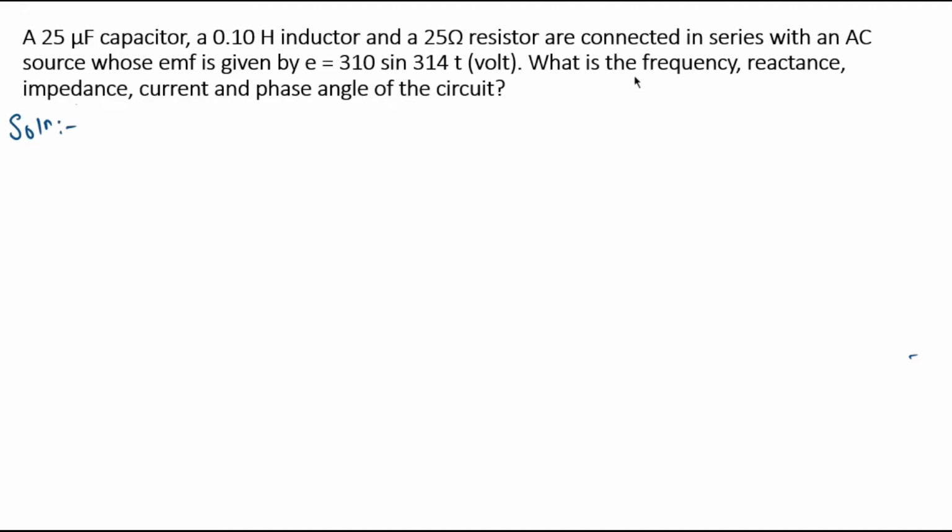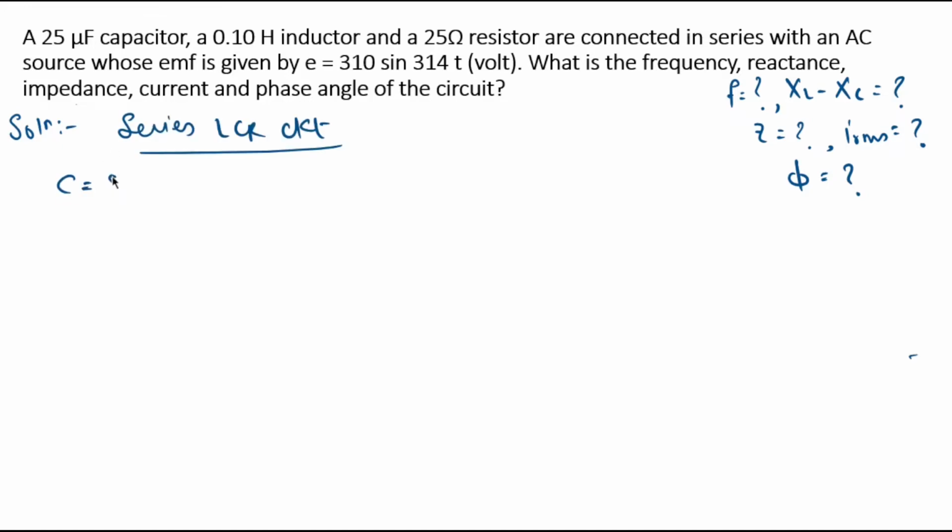So solution, we need to find out the frequency, reactance, that is XL minus XC value, then impedance Z, then current I RMS value, and phase angle phi of the circuit. So we have been given the capacitance, inductance and resistance. So this is a series LCR circuit. So we know capacitance is 25 microfarad, which can be written as 25 into 10 raised to minus 6 farad, and L is given to us 0.1 Henry. Also R is given to us 25 ohms.